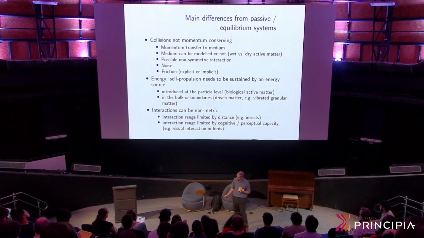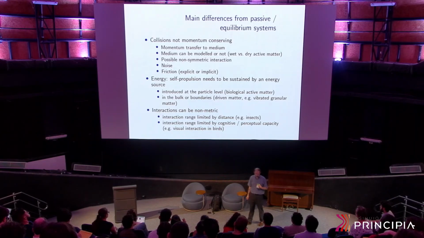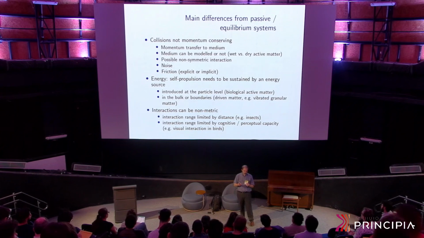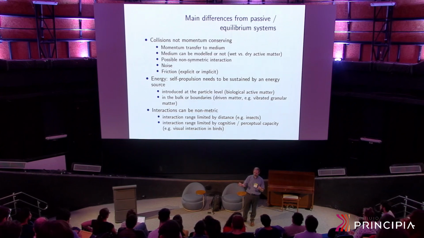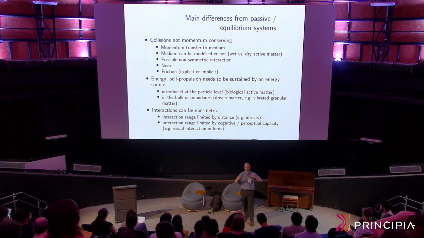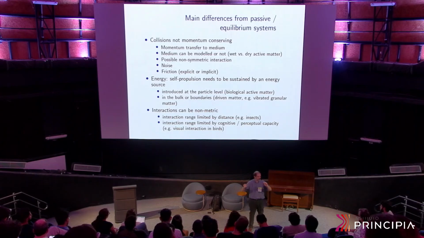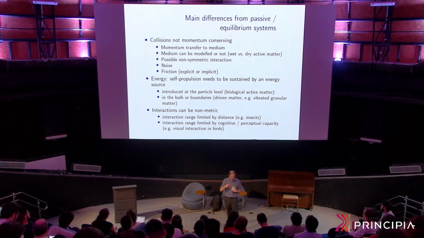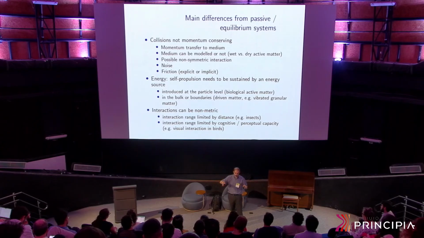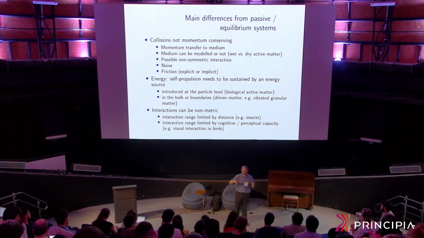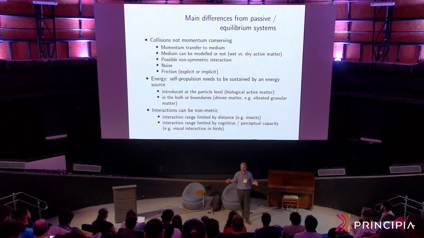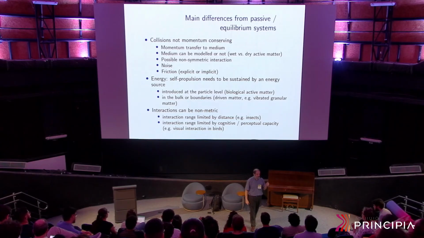And the final ingredient that can appear is that interactions need not be metric, meaning the following. In equilibrium systems, the force between particles depends on the nature of the particles, but depends quite importantly on the distance between the particles. Okay? So particles that are farther apart interact less than particles that are near. Typically, the interaction goes away sufficiently fast that one can say, okay, if particles are farther away than some cut-off radius, cut-off distance, they just don't interact. They don't see each other. And this is what we mean by short-range interactions. Okay.